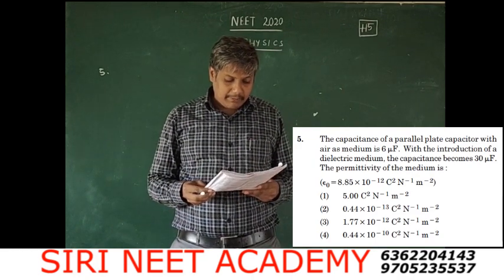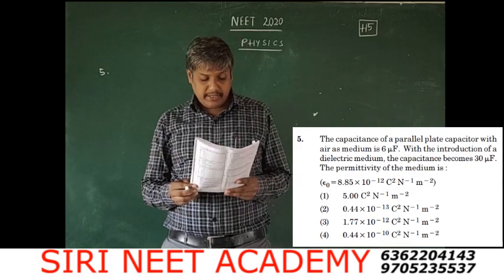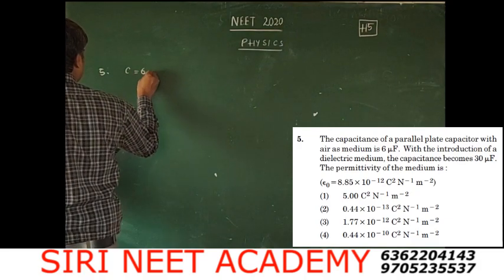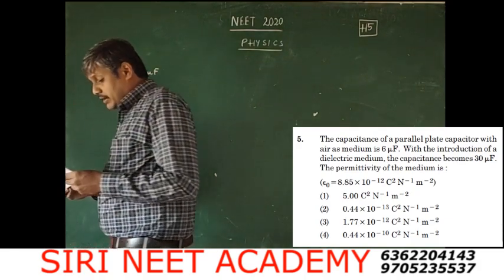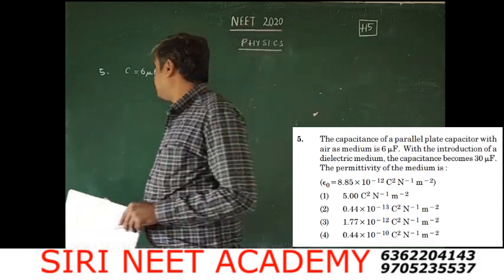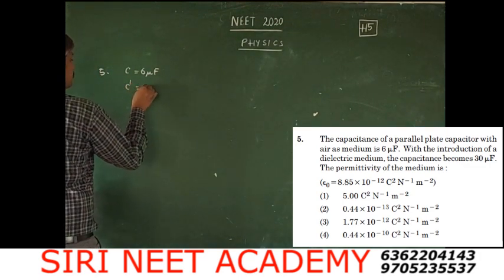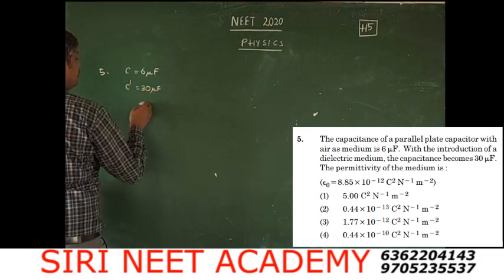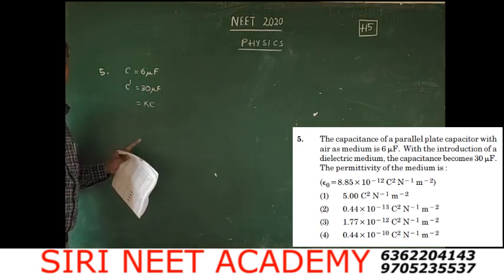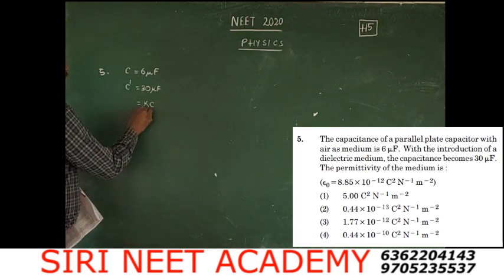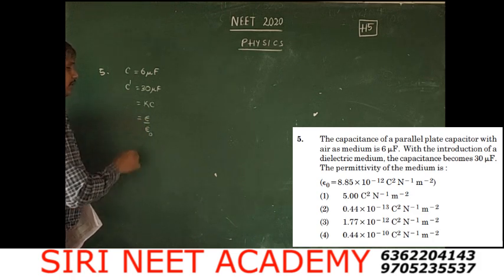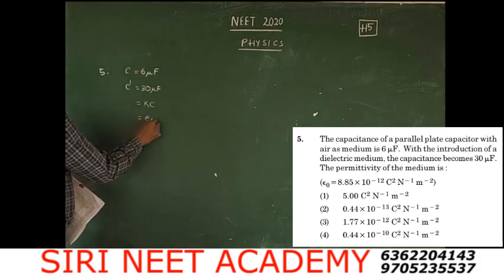The capacitance of a parallel plate capacitor with air as medium is 6 microfarad. So C is equal to 6 microfarad. With the introduction of a dielectric medium, the capacitance becomes 30 microfarad. So C dash is equal to 30 microfarad. But C dash is also equal to K into C, where K is the dielectric constant, and this K is also equal to epsilon by epsilon naught, into C.